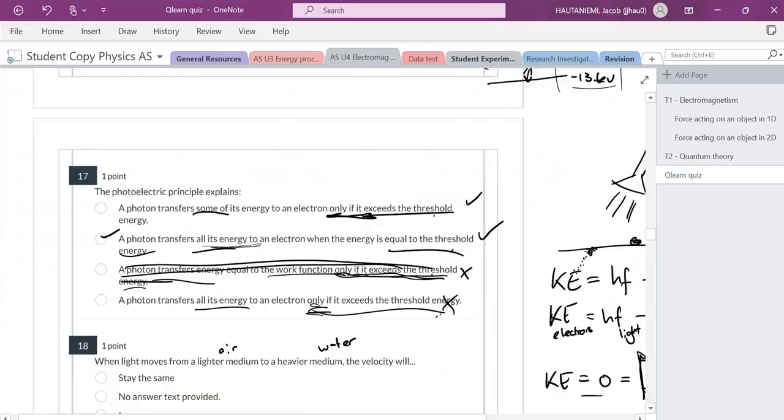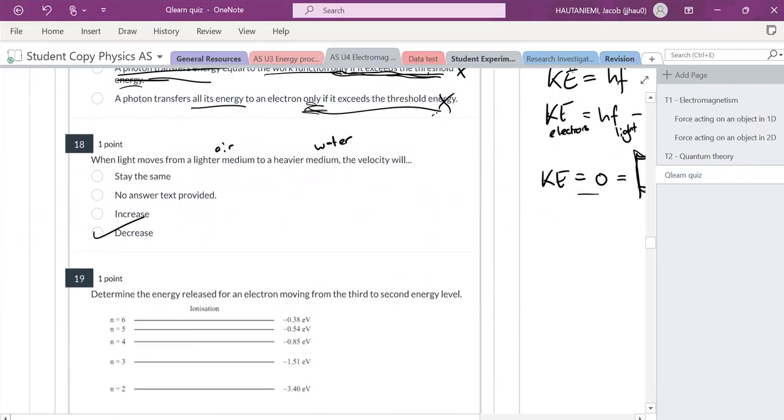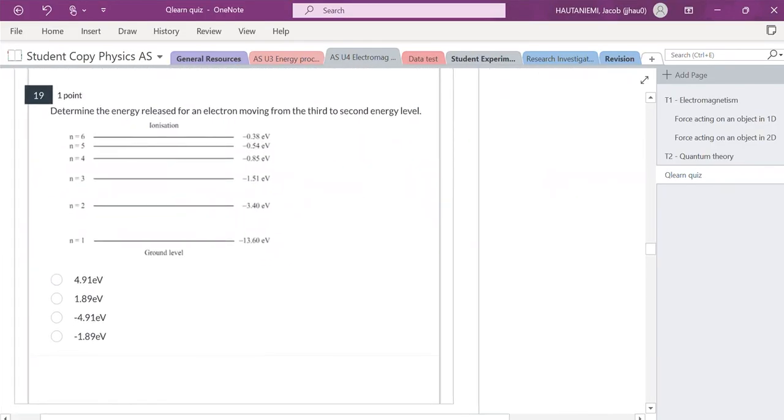Okay, so, sorry. The velocity will decrease. Determine the energy released by an electron moving from the third to the second level. So it's going from here to here, and our delta E is equal to E_f minus E_i. This is where we started, this is where we finish. So it's equal to negative 3.4 minus negative 1.51, which becomes positive. So negative 3.4 plus 1.51, which is equal to negative 1.89.